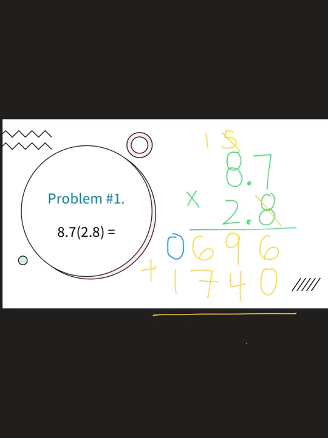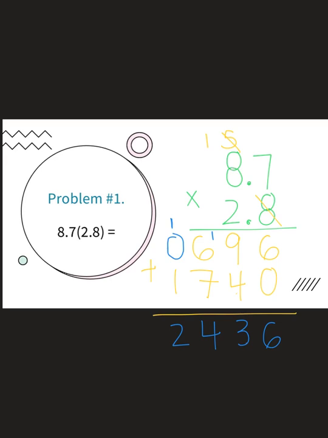So 6 plus 0 is 6. 9 plus 4 is 13. So I put my 3, carry a 1. 1 plus 6 is 7. 7 plus 7 is 14. Drop my 4, carry my 1. 1 plus 0 is 1. 1 plus 1 is 2.